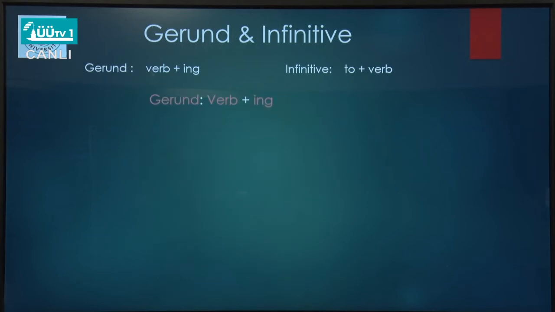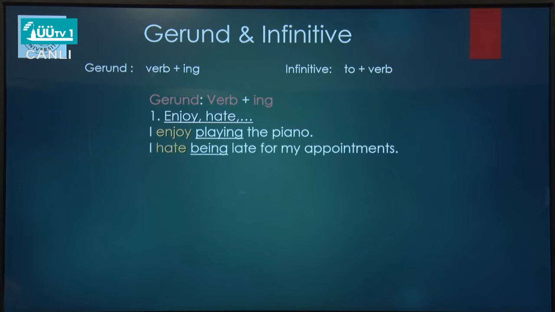Let's jump to gerund form, verb plus ing. Well, like want and promise that we had for infinitive, here we have enjoy, hate, and many other verbs after which the verb gets ing. I enjoy playing the piano, or I hate being late for my appointments. Here, because of the verbs, the second verb turned to be in gerund form.